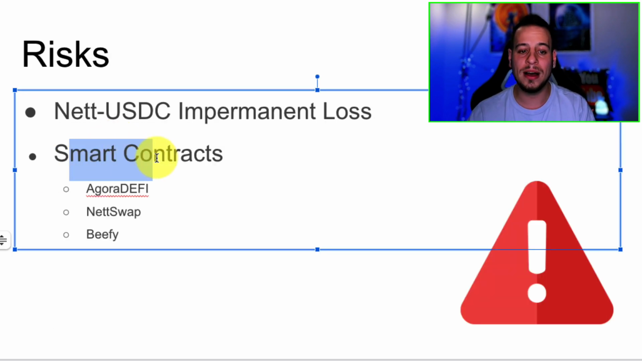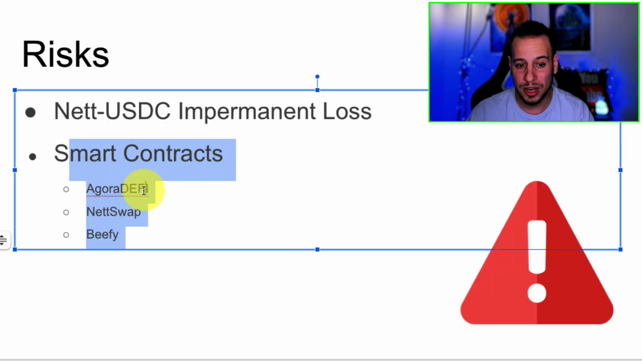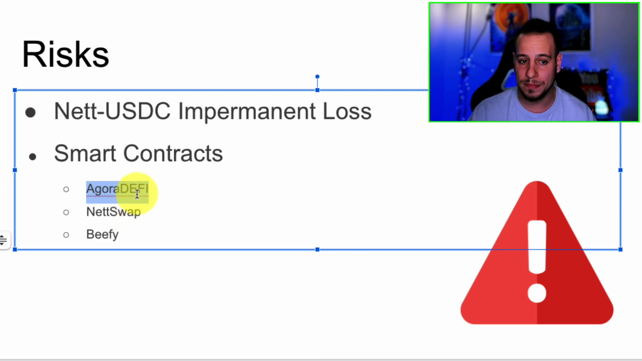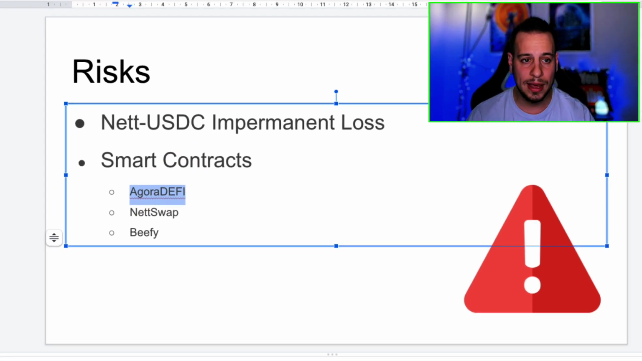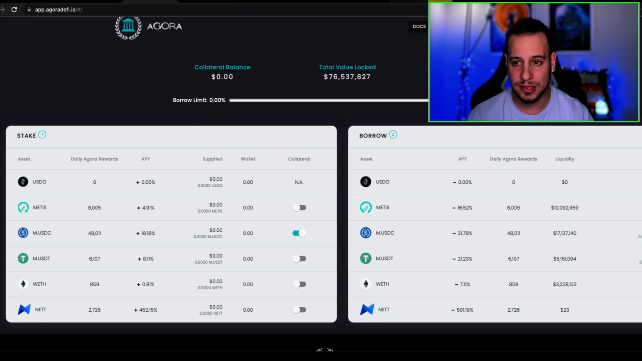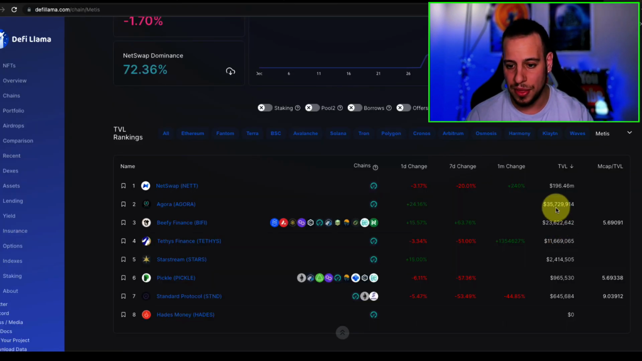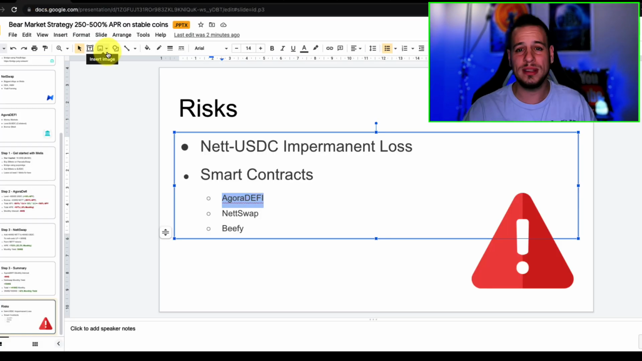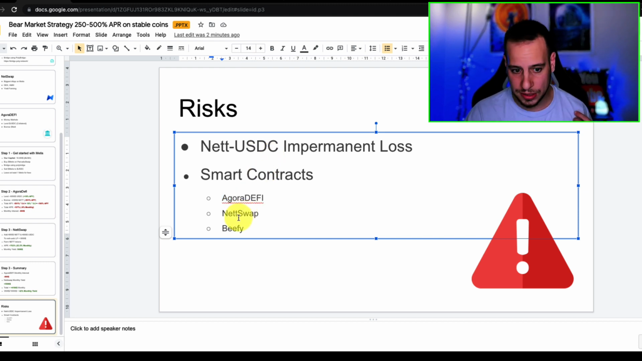Another risk is smart contract risk. Remember, you are using smart contracts that, of course, got audited, but still, smart contracts are sometimes getting hacked. So you're using 3 smart contracts. You're using Agora DeFi, which is the money market's smart contracts. The TVL, you can see right now there is $35 million locked. So it should be safe. No guarantees here, and you should always do your due diligence, but I took this risk.